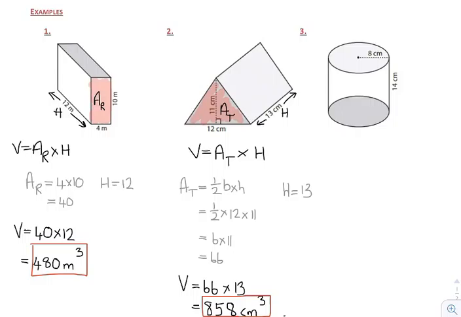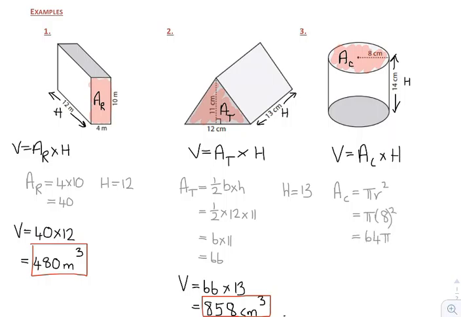Okay, our last example is a cylinder. So this cylinder, we are going to take our front face as the top circle, and our height is going to be the 14 centimeters. So our formula that we're going to use is V equals AC times height, where AC is the area of the circle on the top. So AC is equal to pi r squared being the formula for a circle. With a radius of 8 centimeters, this gives us an area of a circle being 64 pi.